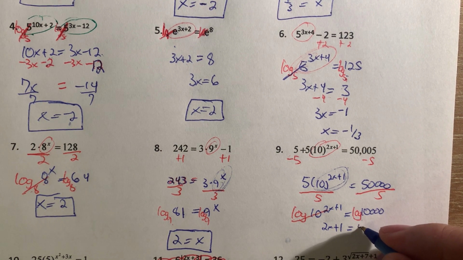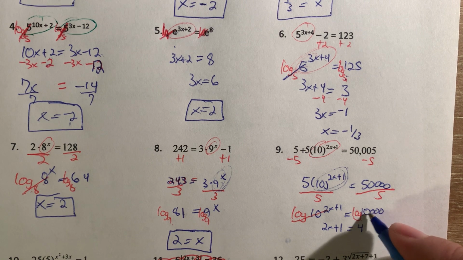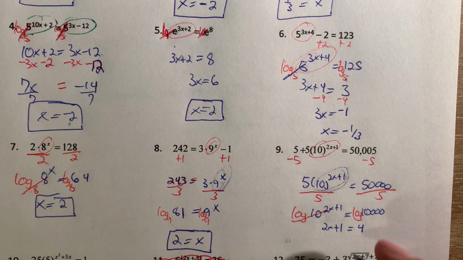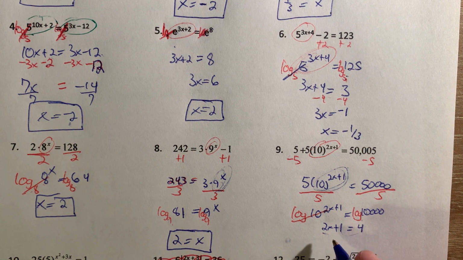Well, this is the 4th power, because you could just count the zeros when you're doing log. It's one of the easier things to do. Now we're going to subtract 1. I'm going to start doing these last 2 steps at once.